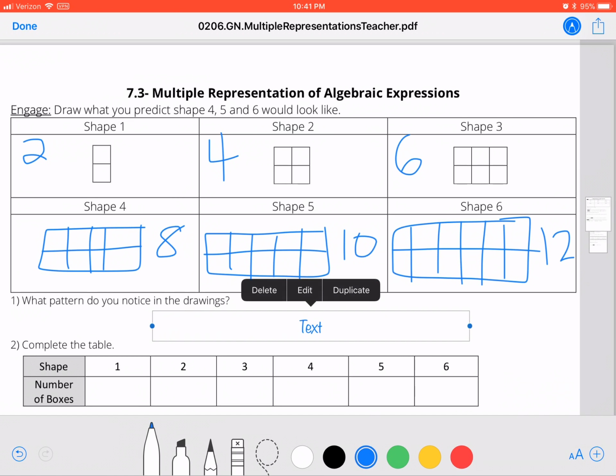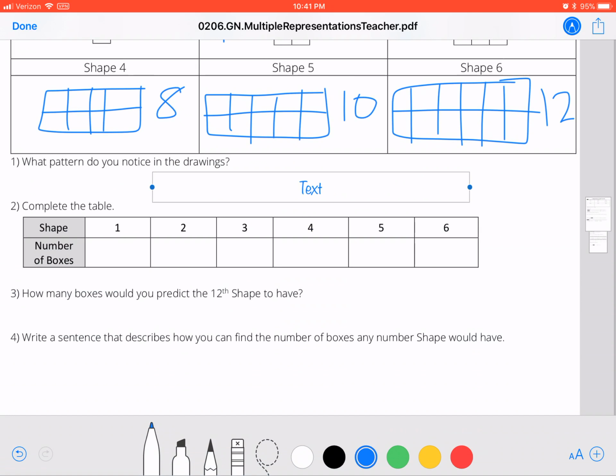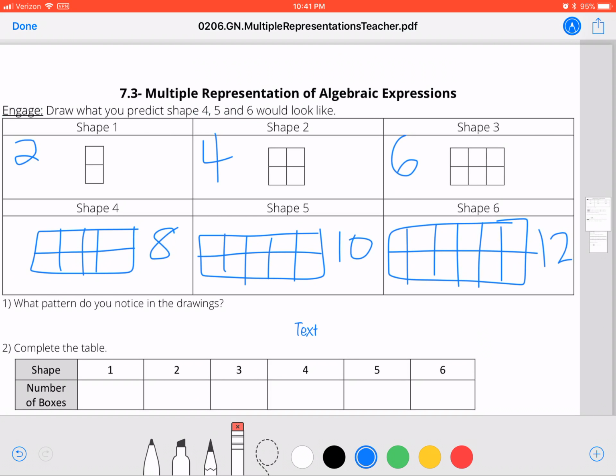I'm going to say something closer to, well, each time, what was happening to the shape number? How was I going from shape to number of boxes? I have 2 options. To go from 1 to 2 is either 1 plus 1 or 1 times 2. Times 2 makes the most sense here. 2 times 2 gives me 4. 3 times 2 gives me 6. So I'm actually not just adding 2, I am multiplying the shape number by 2.